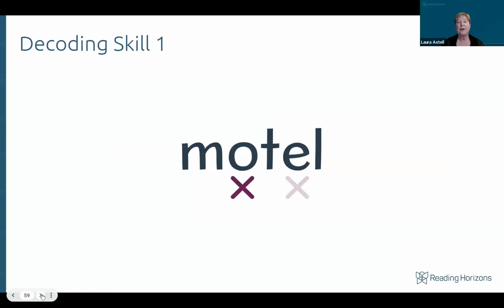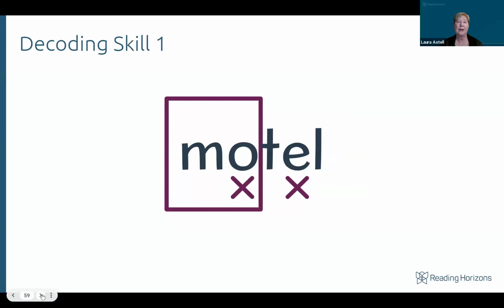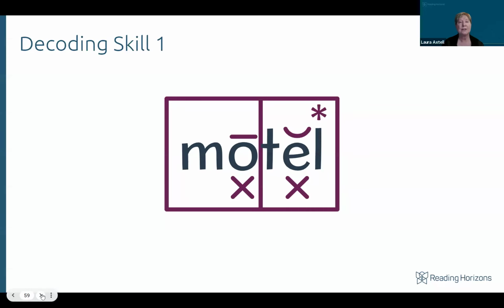So in this case, we're going to find our vowel again. And when we look between the vowel, there's 1 consonant. In English, the pattern is generally that that consonant will move to the second syllable and will divide here. And then we just apply those single syllable patterns. So nothing after the vowel O would make it long. 1 consonant after the vowel would make it short, and the word is motel. So that's decoding skill 1.